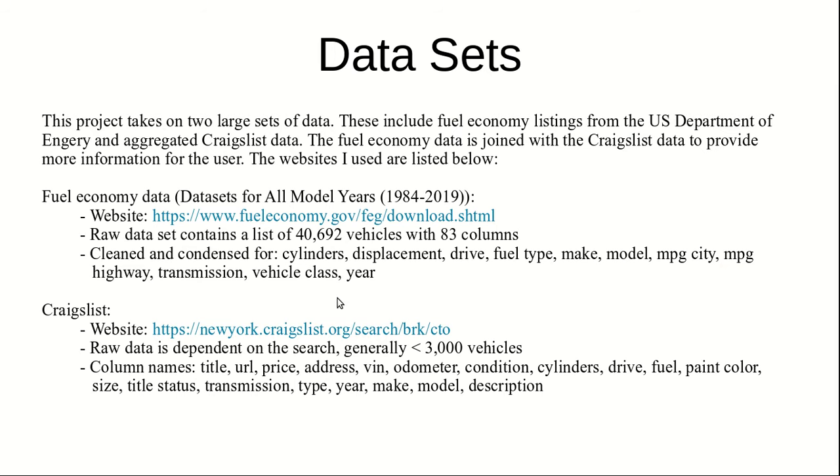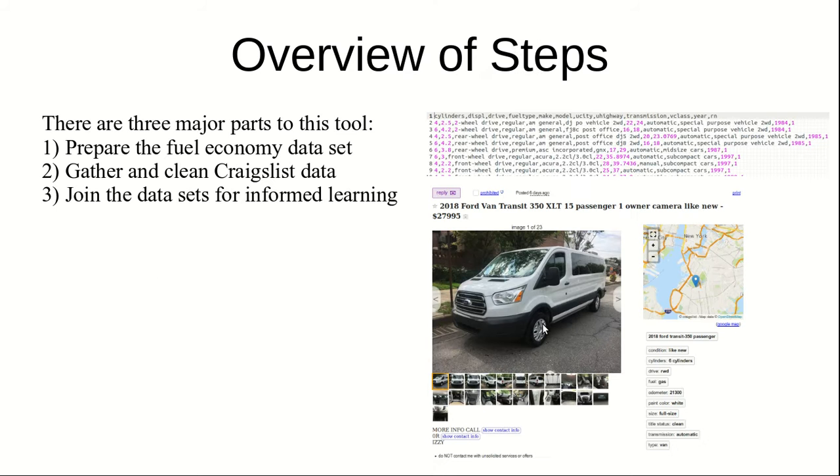My second big data set was from Craigslist. I brought raw data in with a search. All you do is take the URL and search from there, and it will continue through multiple pages until it gives you an aggregated list. I spent a long time cleaning this data. That was a big portion of my project, and I ended up taking out the title, URL, price, address, VIN number, odometer, condition, etc., to match with the other data set.